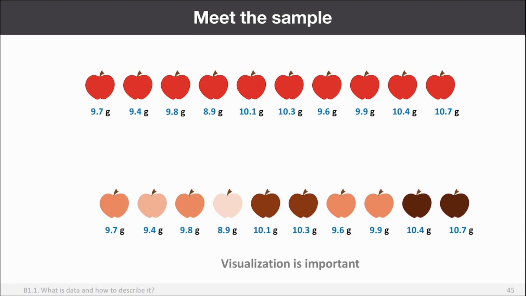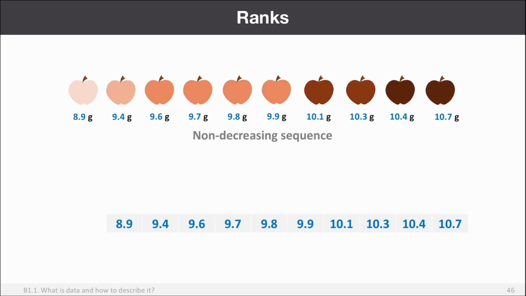And the first thing, which is kind of natural to do, is to order these values. So I can order the apples. First is the apple with the least sugar, 8.9 grams, and the last is the apple with the most sugar, 10.7 grams. So that's what we call a non-decreasing sequence. It means that every next value is at least not smaller than the previous one. And then below you can see the same thing, just the representation of this non-decreasing sequence as a table.